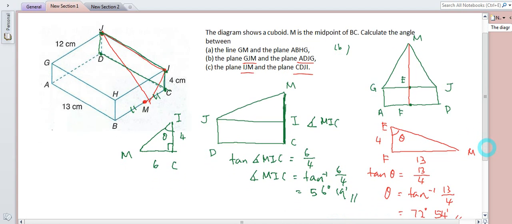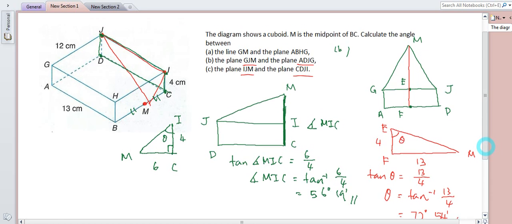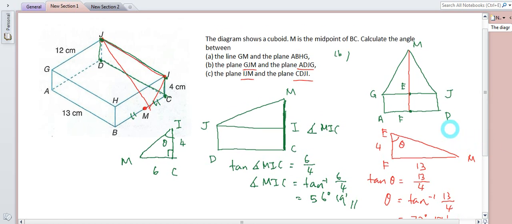After watching this video, I hope that you will be clear about the way how we find the angle between two planes. For this video I just stop here.